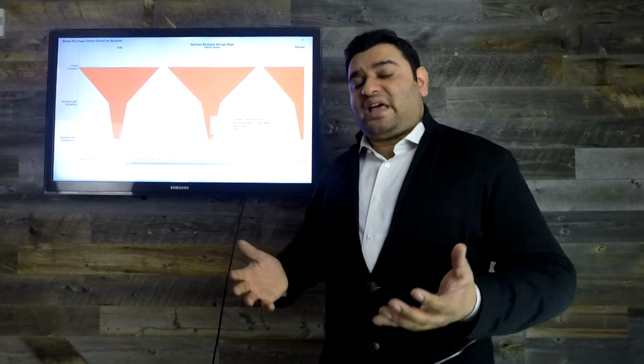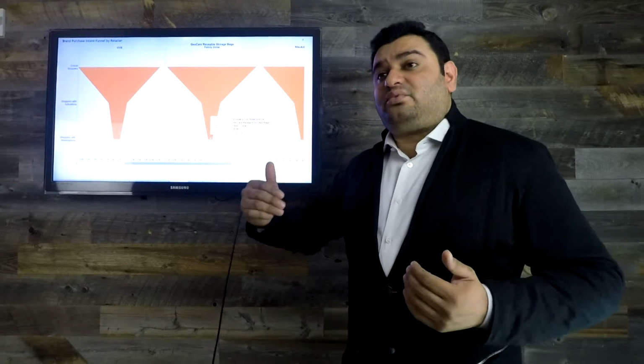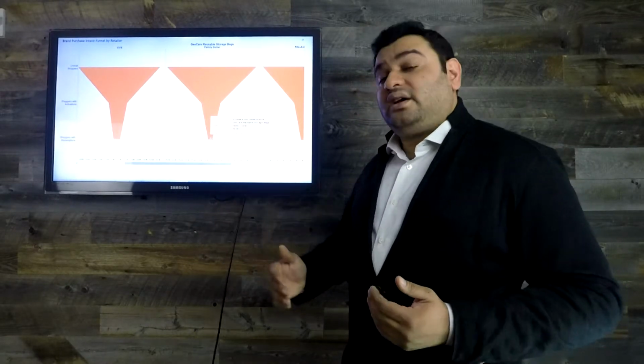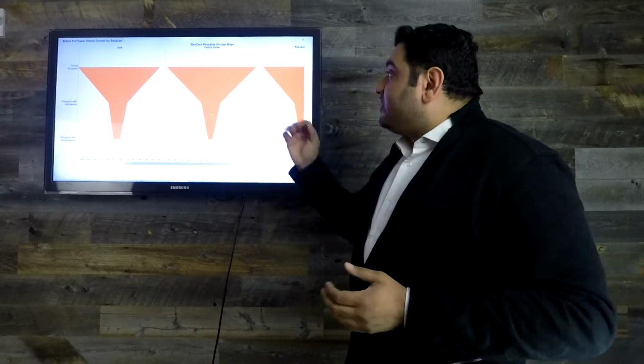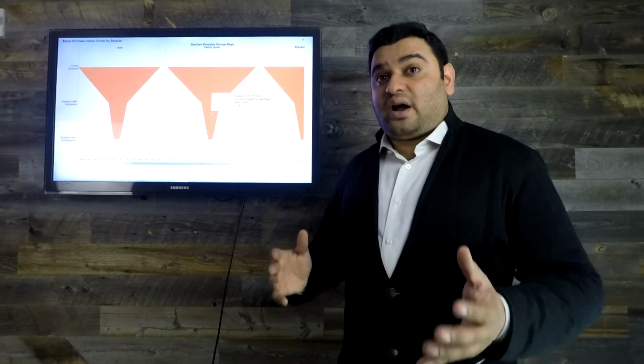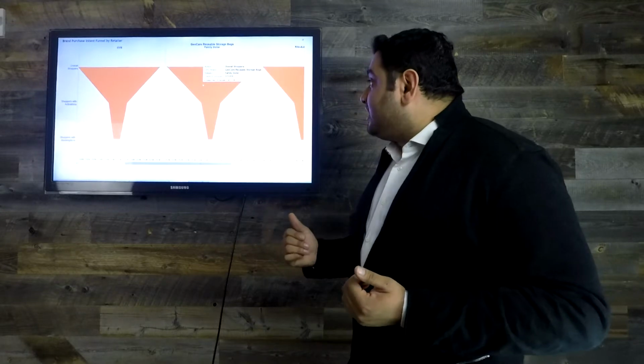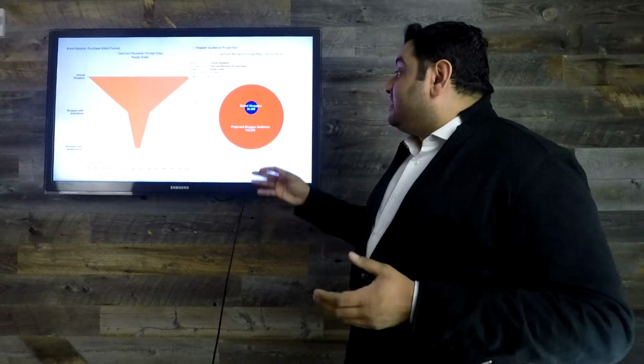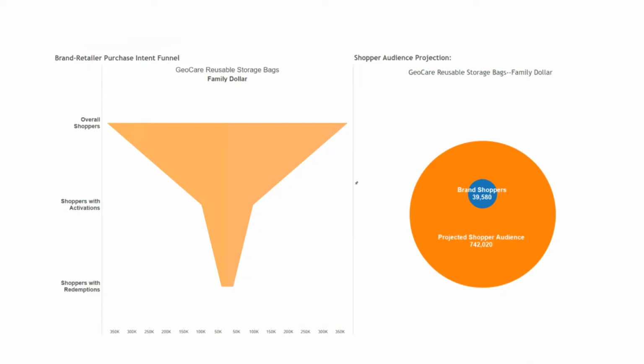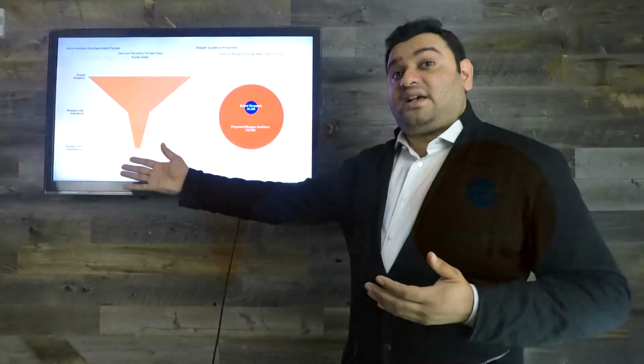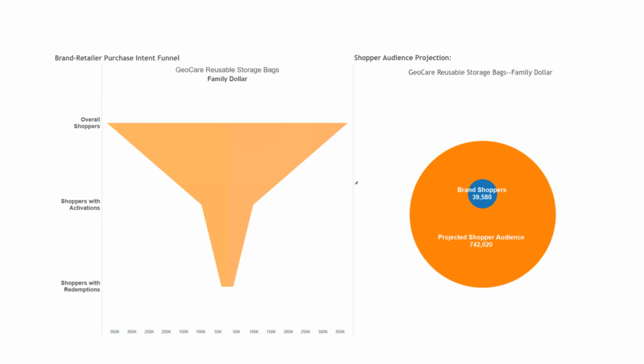So what we want to do with our data is to help drive further shopper conversion for Family Dollar for the GeoCare reusable storage bag product. So how can we do that? How can we project out this audience of less than 40,000 into a much more relevant and scaled audience? So for that, I'm going to pass it over to Raman, who's our VP of Partnerships.